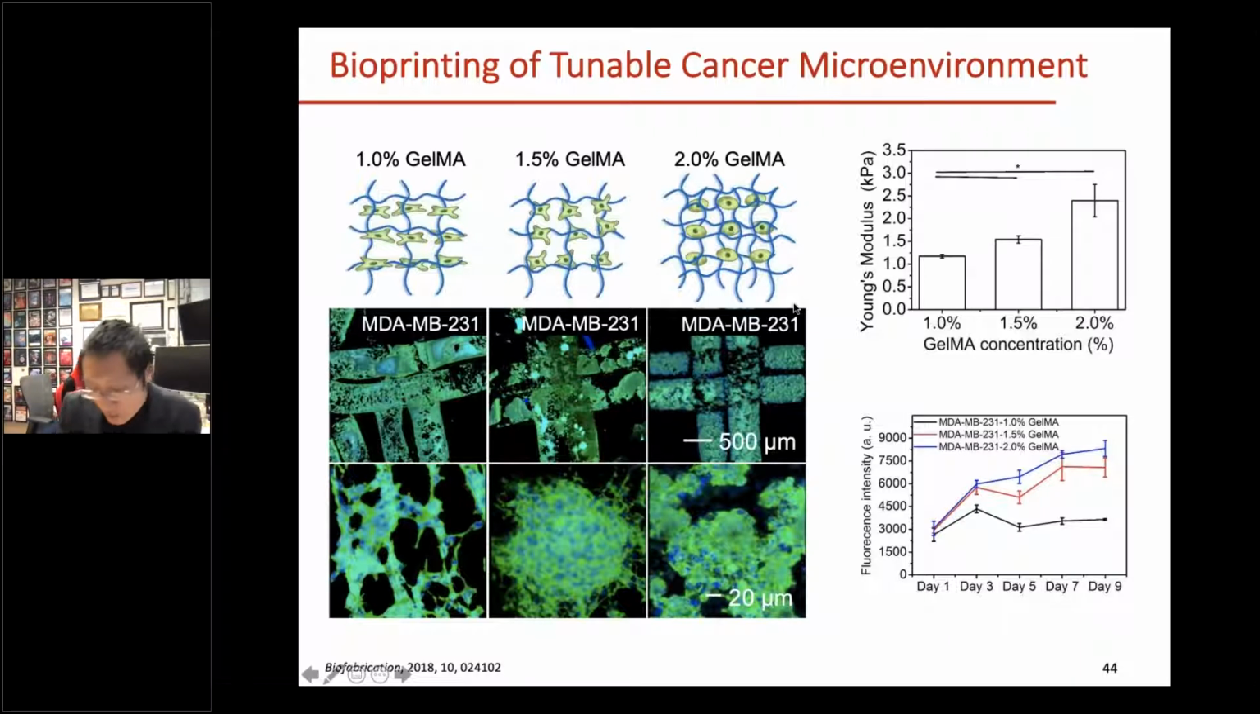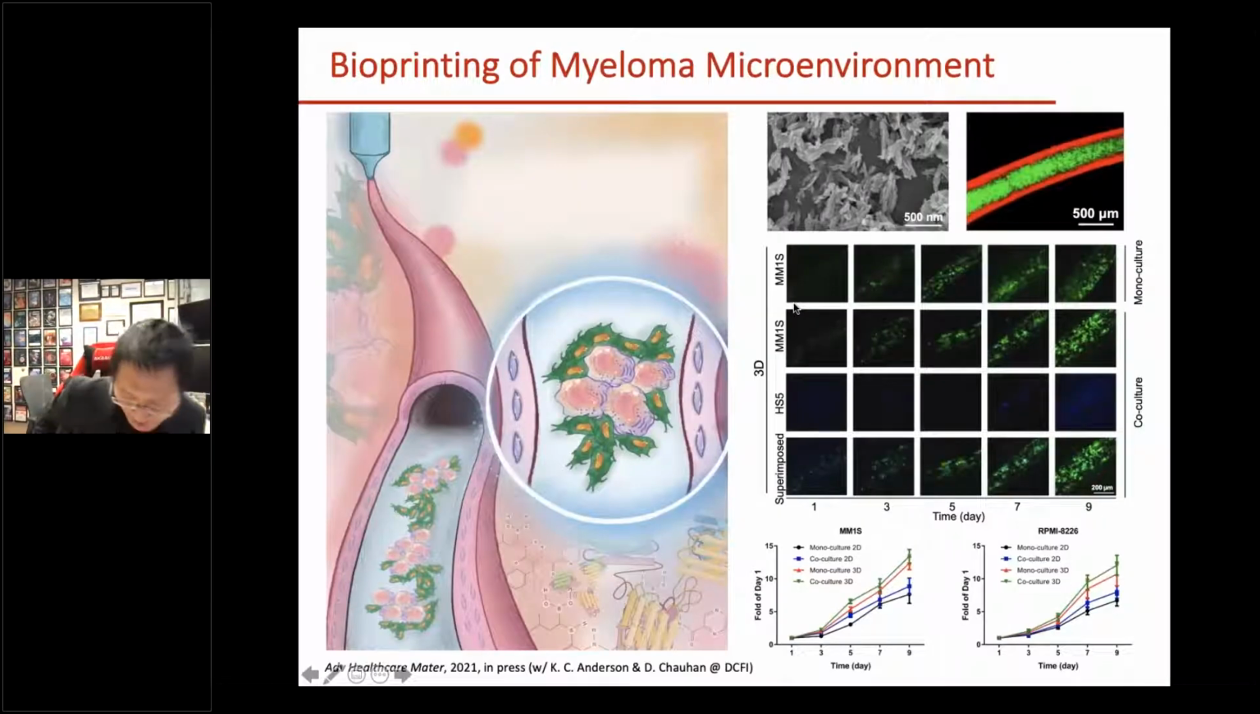But more interestingly, recently we have been working to create a microfibrous microenvironment that's modeling the bone marrow, because as we know, the bone marrow microenvironment is actually very low stiffness, right? It's only in the range of a few kilopascals, and that has to be created with a low concentration of GelMA that's otherwise impossible to directly print with conventional bioprinting methods.